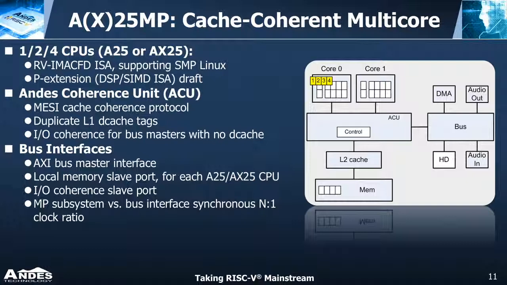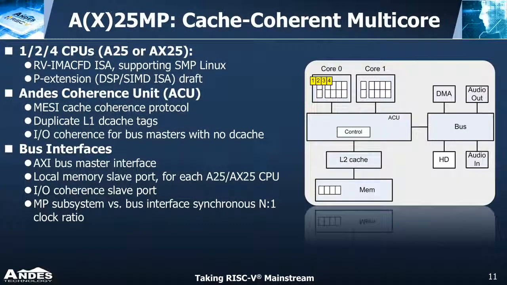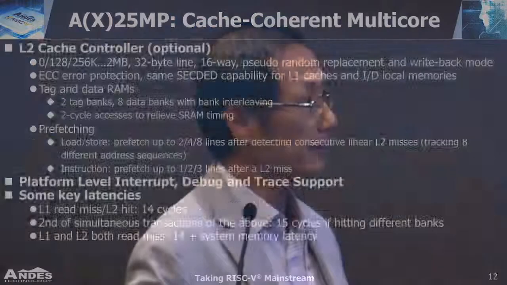Also, we upgrade existing products that we launched in 2018. Now, in this quarter, we upgrade them with the P extension. So they are A25 and the AX25. The difference between A25 and AX25 is AX25 means 64-bit, and the A25 is 32-bit. So now the AX25 and the A25 all feature DSP.